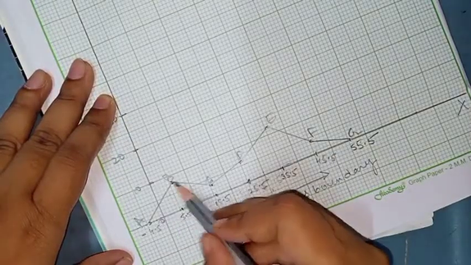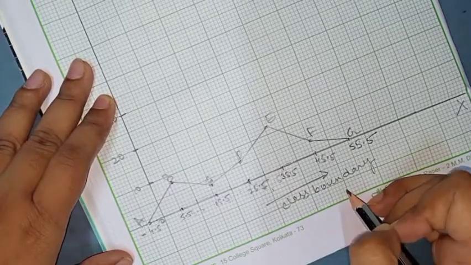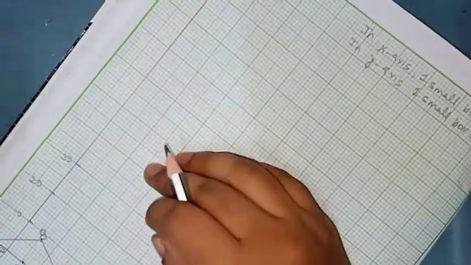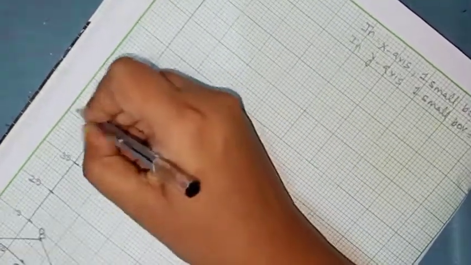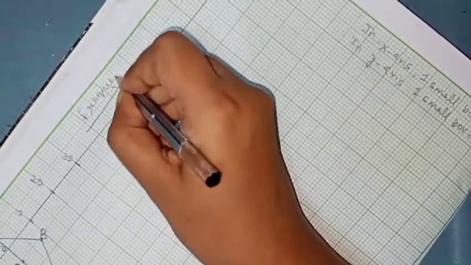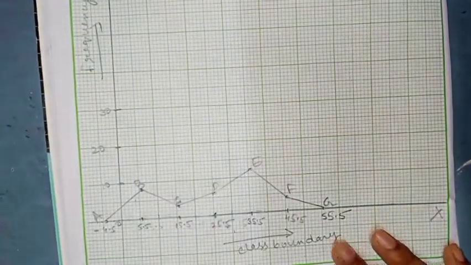Now see, after drawing this and joining, I am getting this. On the x-axis what will you write? Class boundary, and on the y-axis you will write frequency. Okay, so this is your frequency polygon and question. This is question number 11.